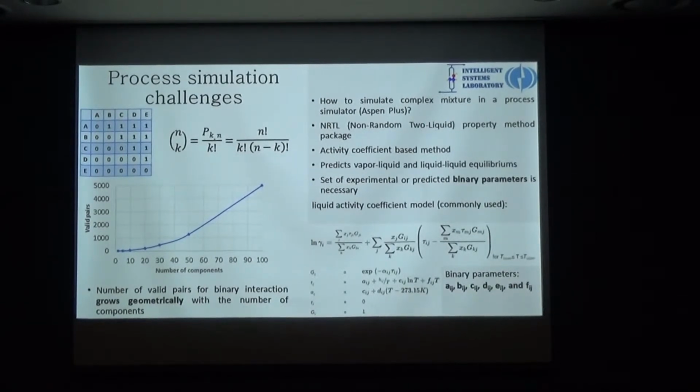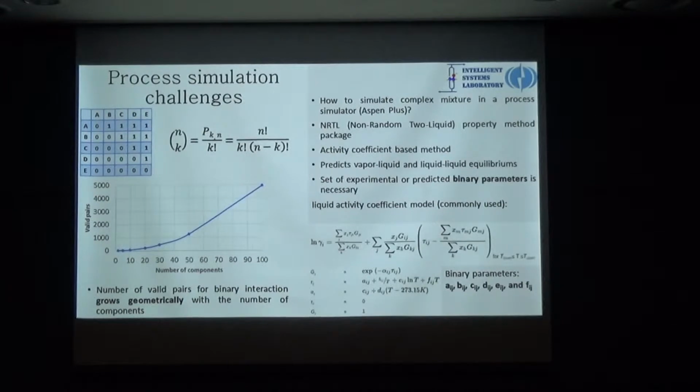Now, at this point I would like to mention it is very useful to utilize the components which are already in the simulator's database, because there is a great probability that these binary parameters are from some experimental data set and they are to be trusted. If not, in the case of Aspen, you can predict them based on some correlations, but it is always useful to use components which are very well described within the database.